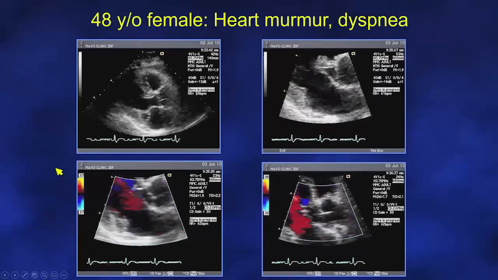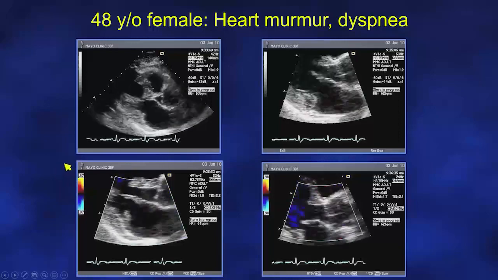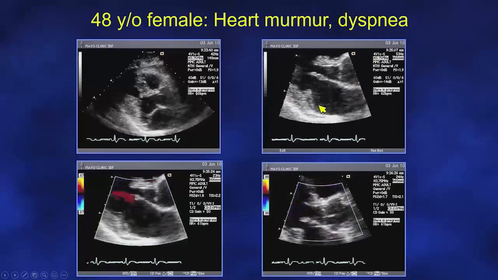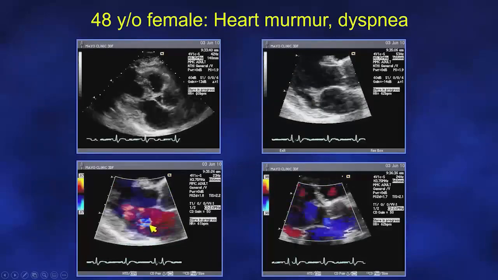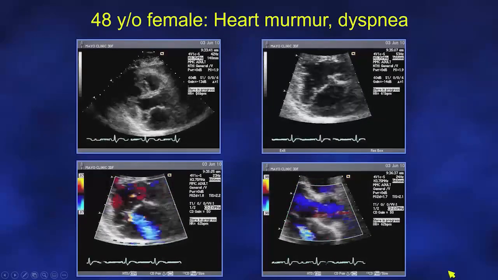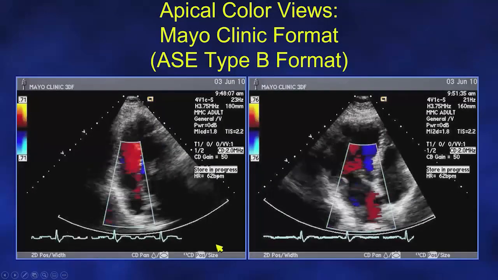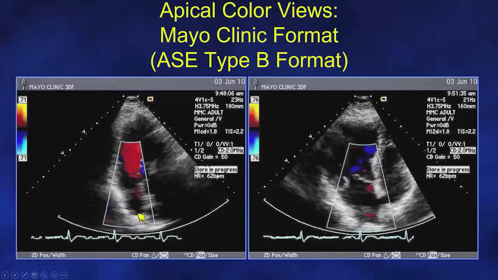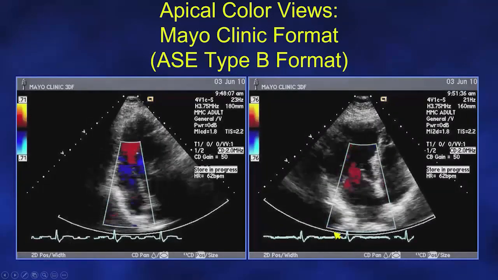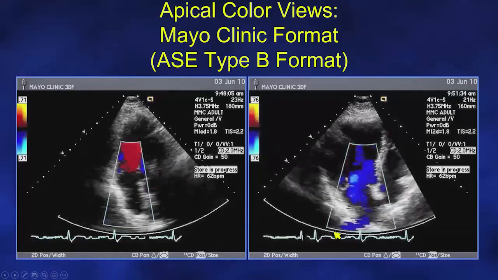So let's look at this example. This is a 48-year-old female, has a heart murmur and dyspnea. And you can see there is mitral valve prolapse, no question about it. Bileaflet mitral valve prolapse. And there's some degree of mitral regurgitation. There's no aortic regurgitation. If this is the Mayo Clinic format or ASE type B format, and it looks like there's quite a bit of mitral regurgitation. But if you notice, there's a lot of mitral regurgitation, but only for a brief period of time.